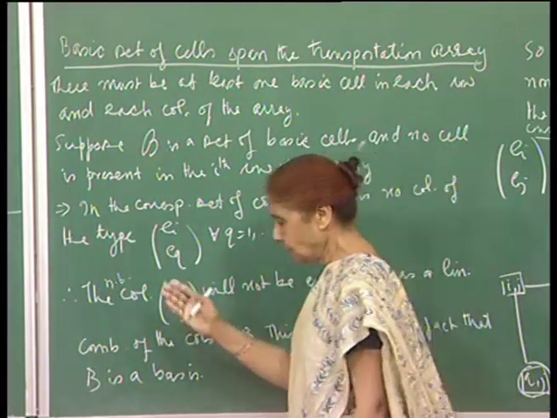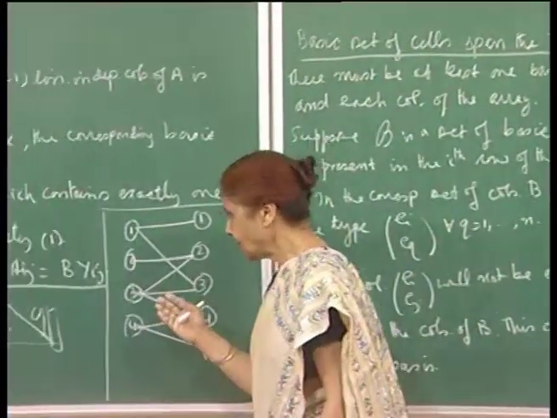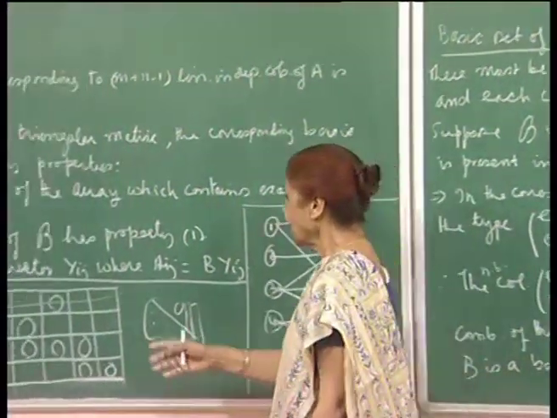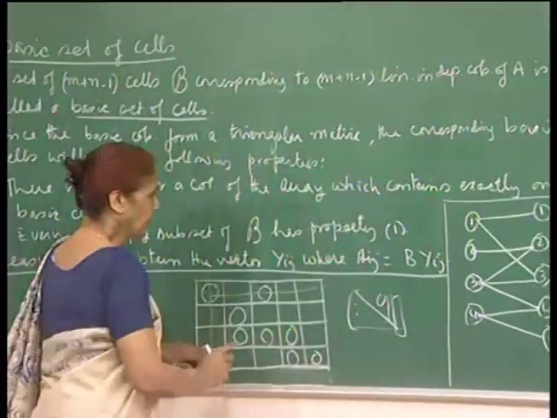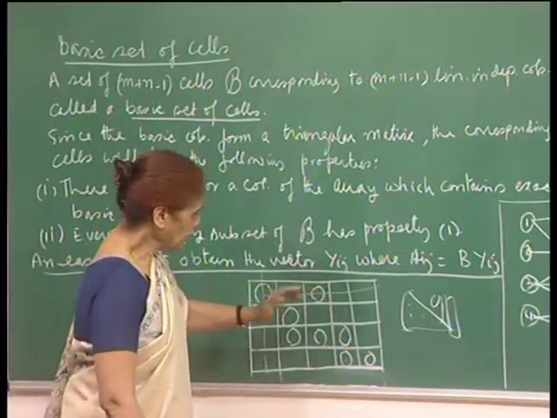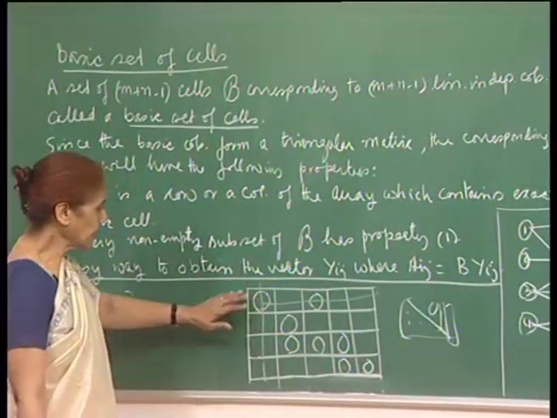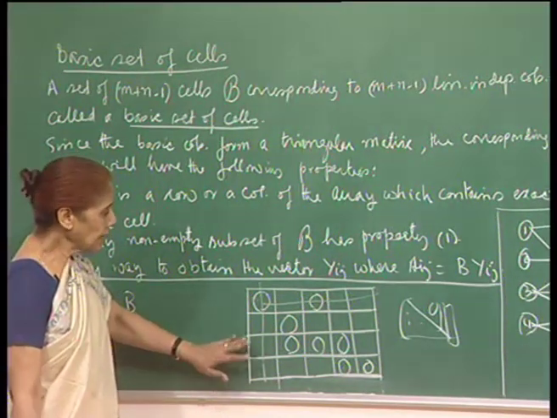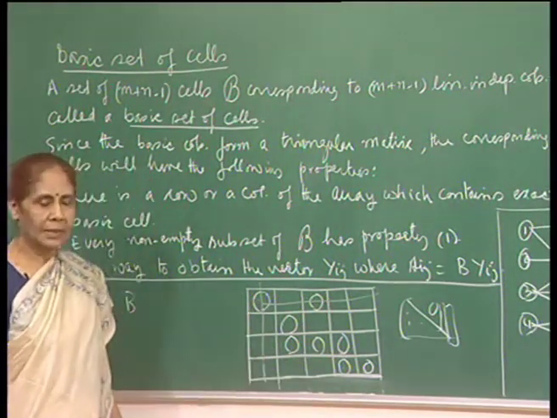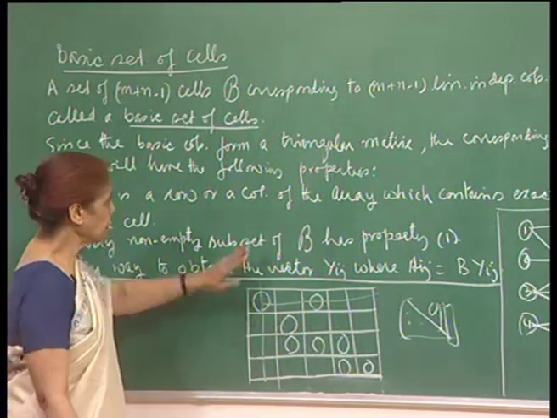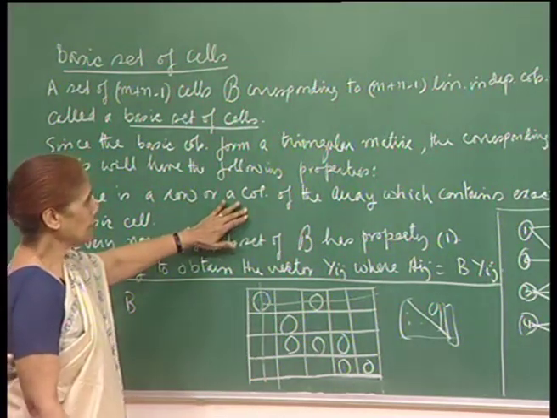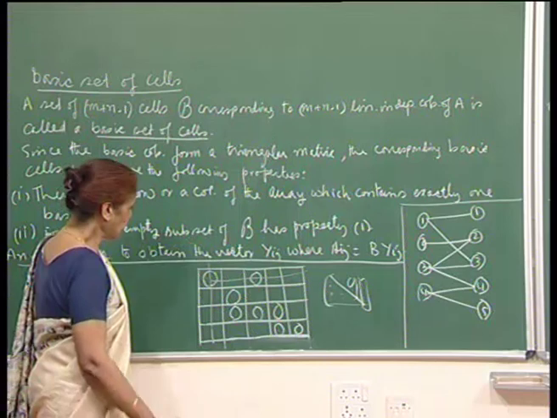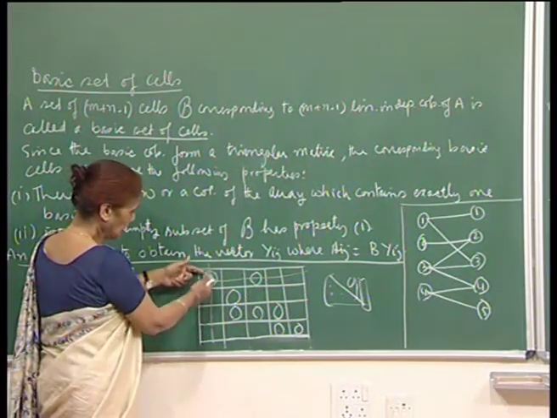So, for a basic set of cells, there must be at least one cell in each row and in each column. Now let me try to demonstrate what we mean by that. For example, if I take this 4 by 5 transportation array and I have this collection of basic cells, I am first trying to show you the triangular property of the basis, and therefore, that means there is at least one column in which there is only one basic cell.